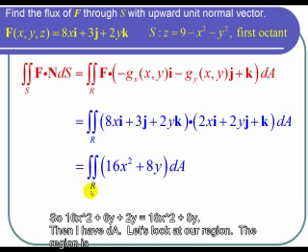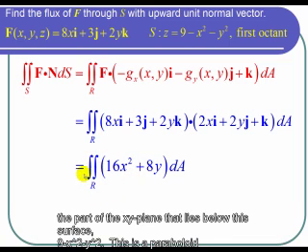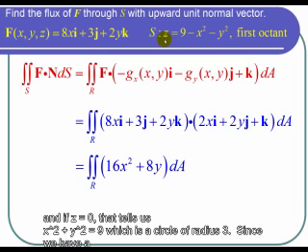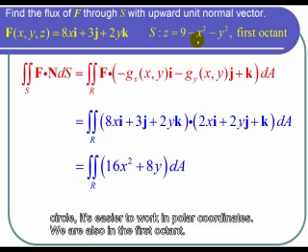So let's look at our region. The region is the part of the xy plane that lies below this surface, 9 minus x squared minus y squared. This is a paraboloid, and if z is equal to 0, that tells us x squared plus y squared is equal to 9, which is a circle of radius 3.